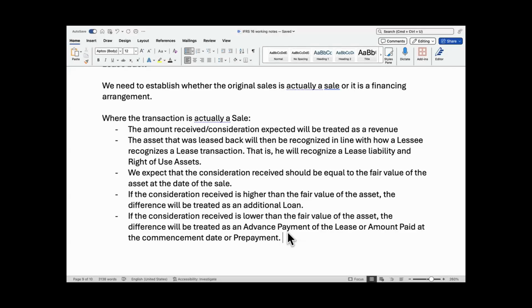So if the consideration received is lower than the fair value of the assets, it means that you sold an asset, you know that the selling price of this asset is 10 naira, and you decided to collect 7 naira.